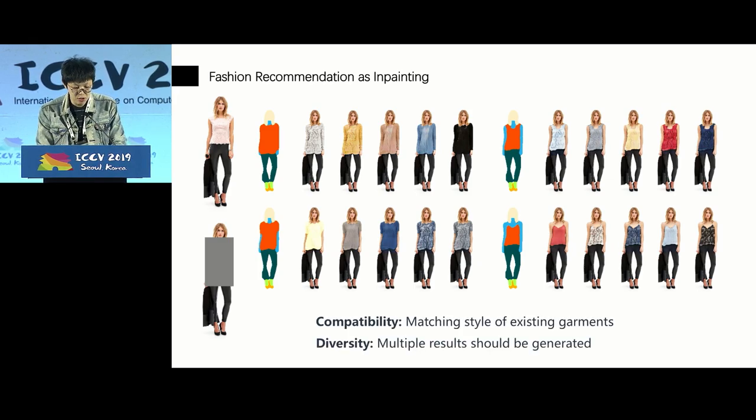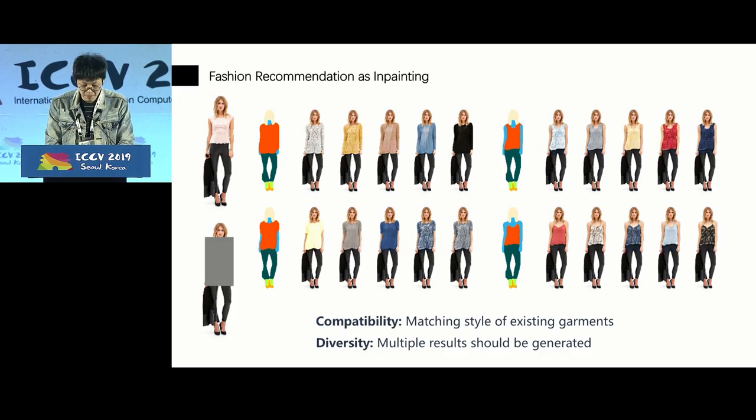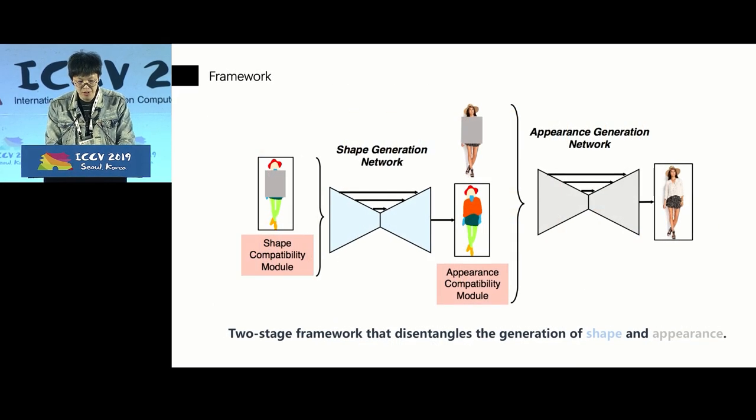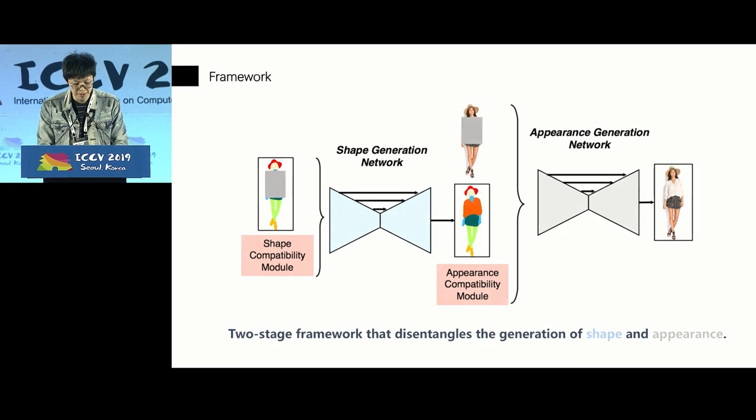Thus, we argue that there are two key properties when tackling this problem. One is compatibility, that the generated clothing should match the style of existing garments. And the other is diversity. Multiple results should be generated. And as shown, these two properties are reflected both in shape and appearance. To this end, we design a two-stage framework that sequentially generates shapes and appearances. The shape generator network first fills a missing segmentation map, and the appearance generation network uses the inpainted segmentation map for generating color and texture. Both stages have a compatibility module that allows compatible and diverse generation.